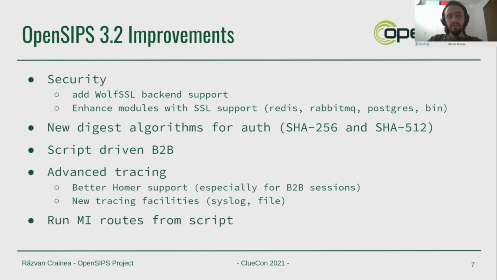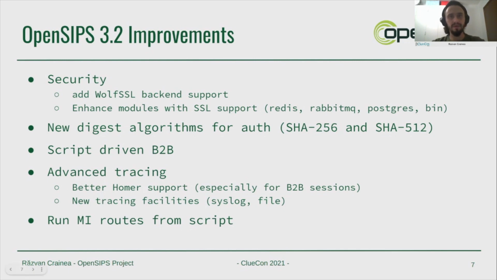We also added some new tracing facilities. For example, you can trace directly to syslog or to a file, so that you can later see exactly what happened, or debug what happened with a call. And also added some primitives to run MI routes directly from script.